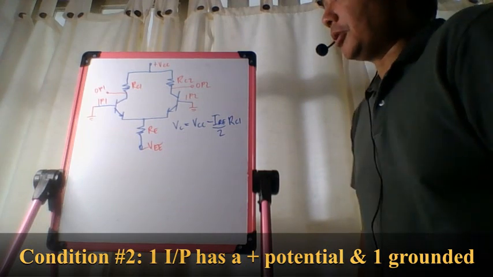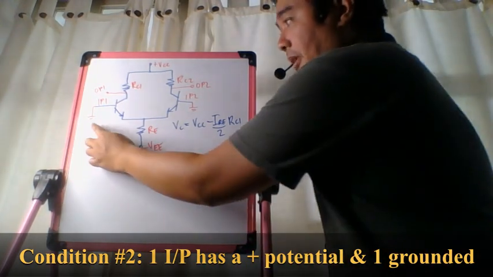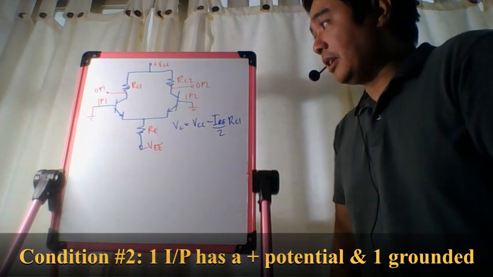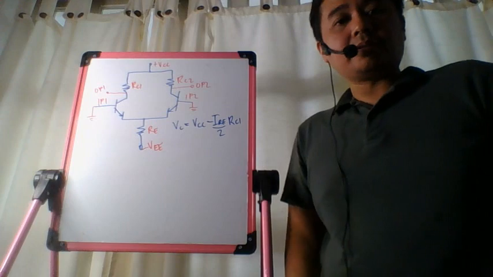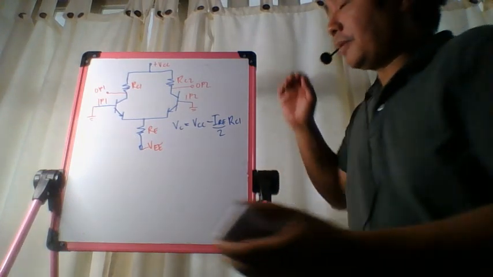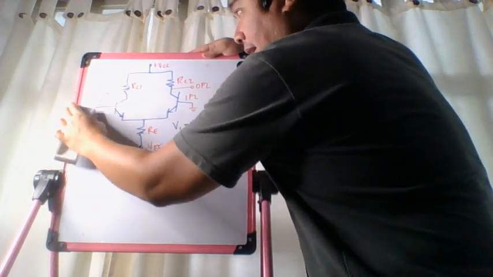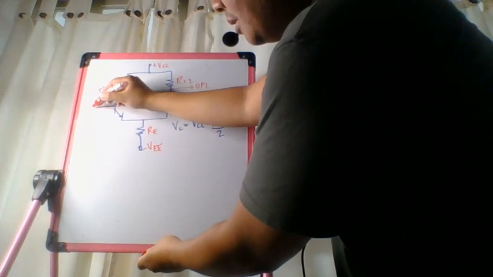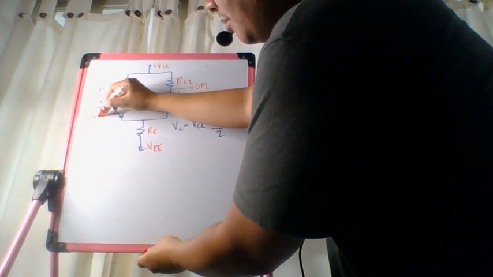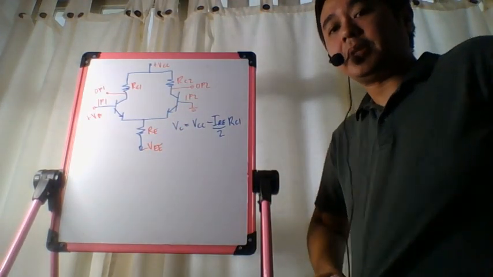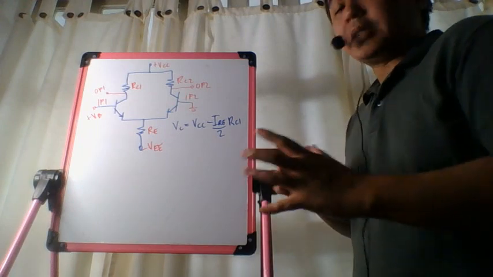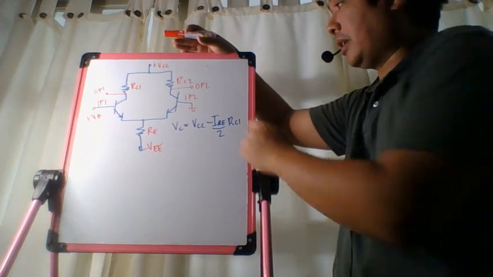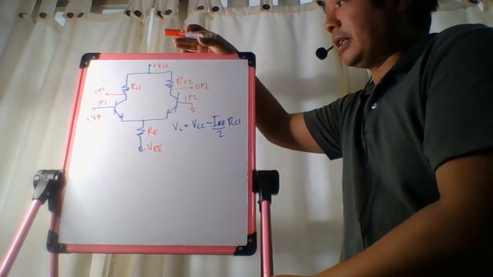For the second condition, instead of meron tayong dalawang input na directly connected sa ground, meron tayong isang input naman dito na merong positive amount of base voltage. So let's say for example, input number 1 na lang. So maglalagay tayo dito ng positive potential sa base terminal. So this is the second condition. No? And input number 2 is left grounded. So naiwan yung ground, na nakakonect yung ground sa kanya.